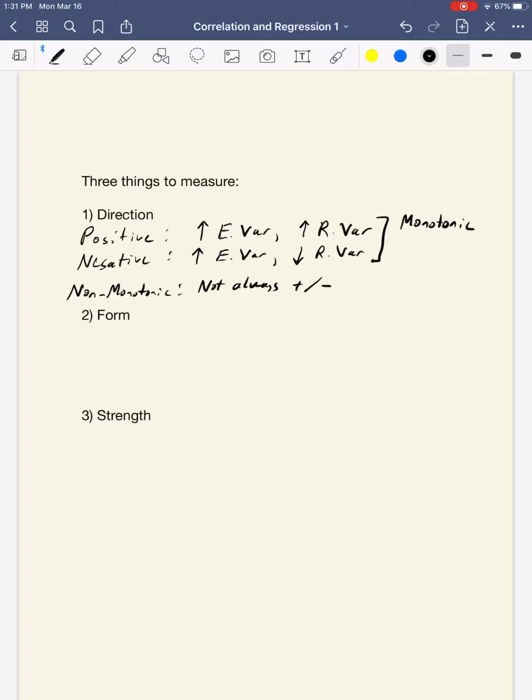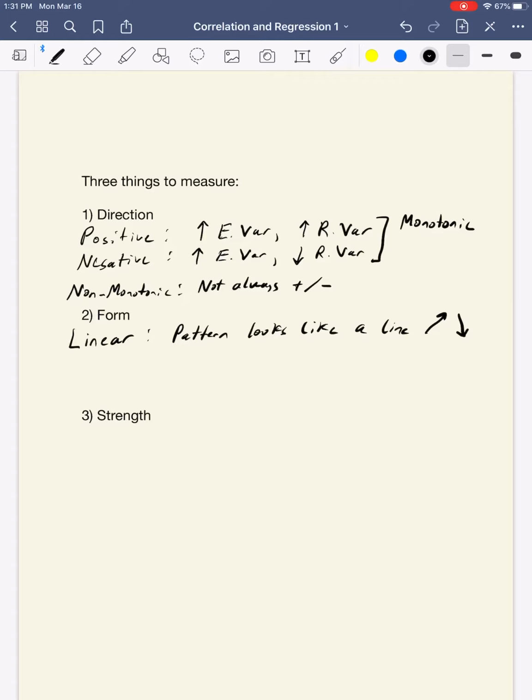For form is going to be sort of what shape the pattern is taking in the scatterplot. And once again, we're going to have a couple basic categories that we're going to be looking for. So the first and simplest, which is going to be the one that we're going to spend most time with, is going to be what's called linear. And of course, a linear scatterplot just means that the sort of pattern looks like a line. So we're going to be seeing something that looks like that or like that.